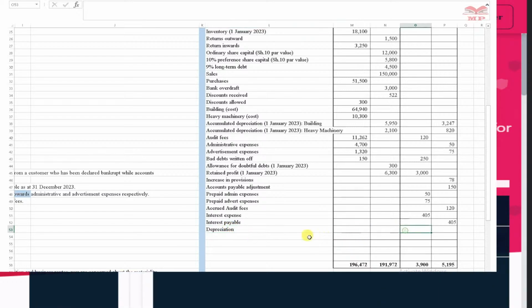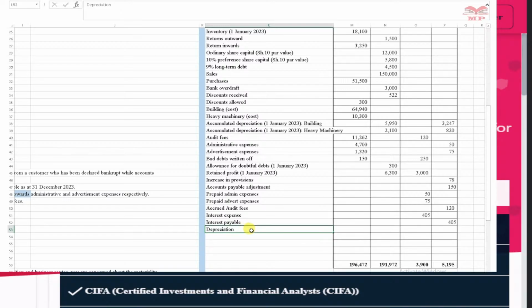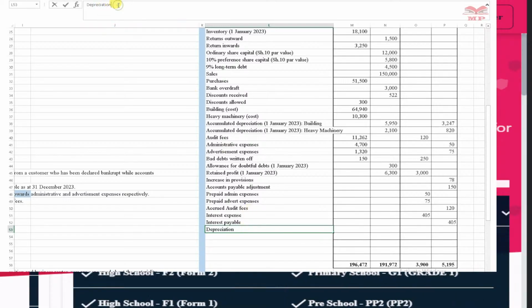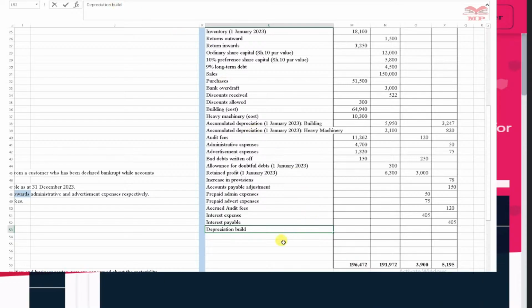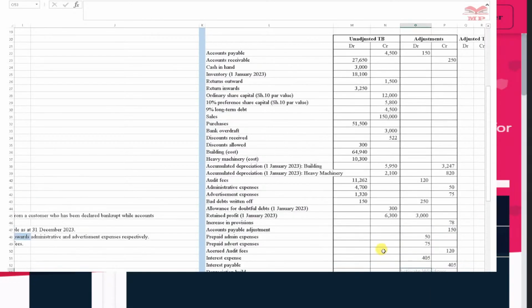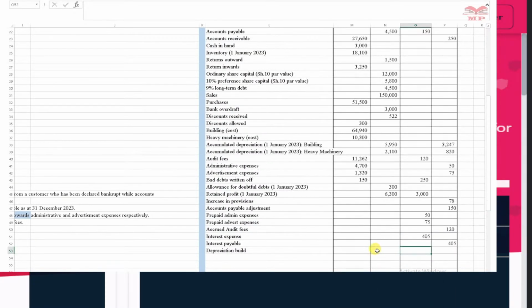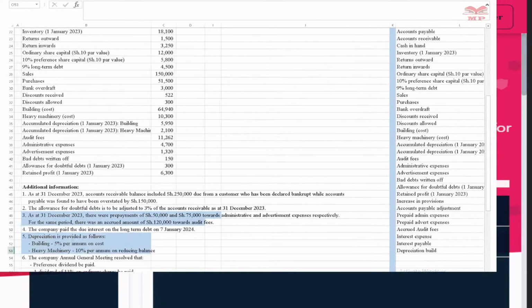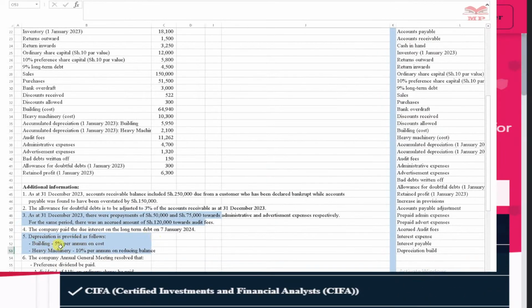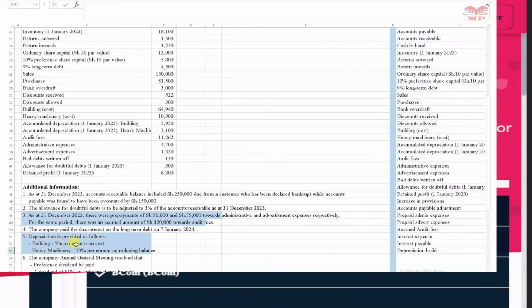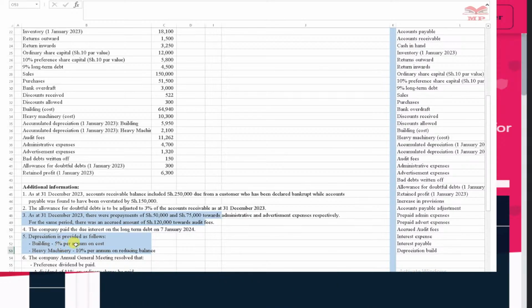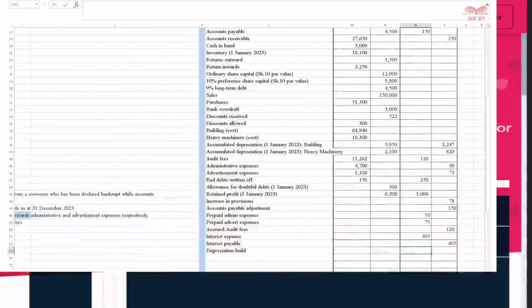The depreciation for the building. You're saying that the depreciation for the building should be how much? Let's check the depreciation for the building. We've been told 5%. 5% of which value? 5% of building cost. That's what you're supposed to use, 5%.